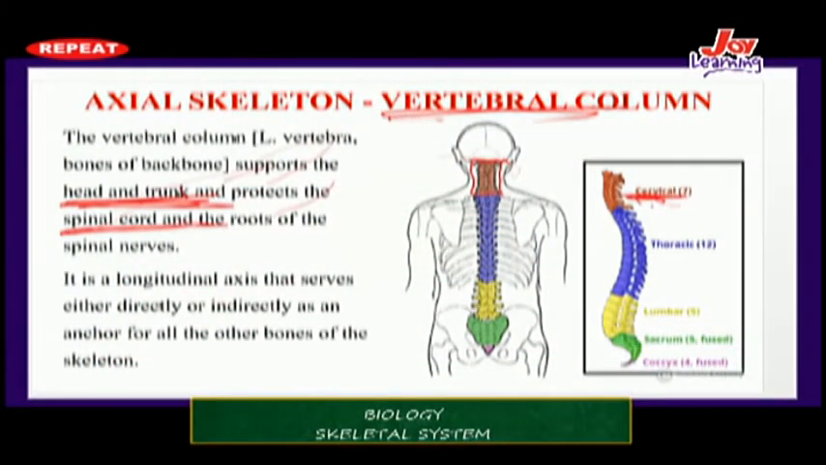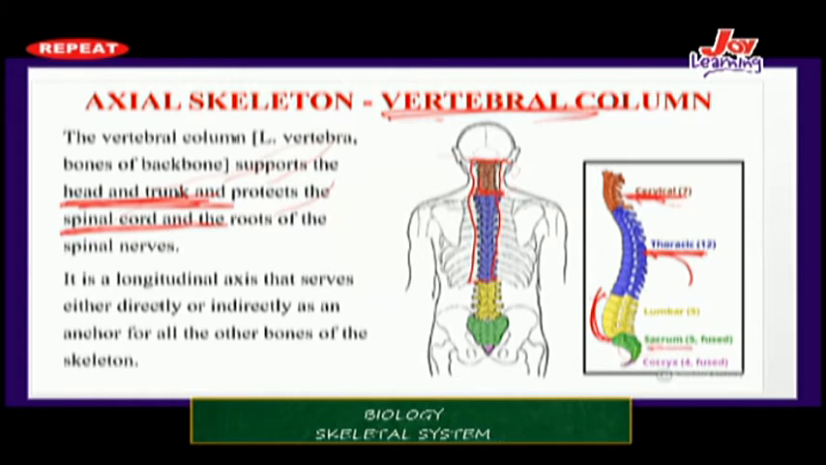Next to that is what we call the thoracic vertebrae, and there are 12 of them. So cervical 7, thoracic 12. Then we have the lumbar, that is 5 of them. So 7 plus 12, that gives us 19, plus 5, that gives us 24.